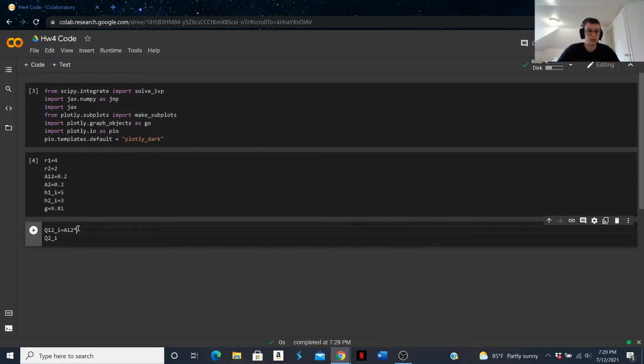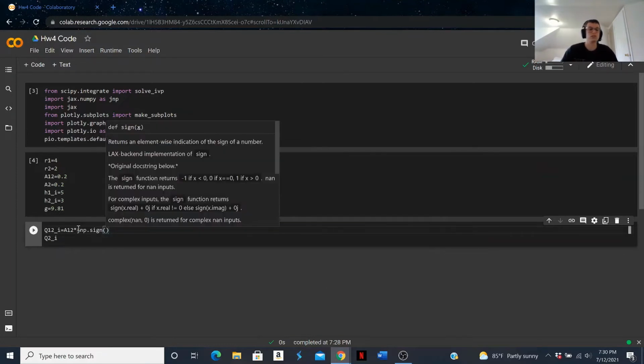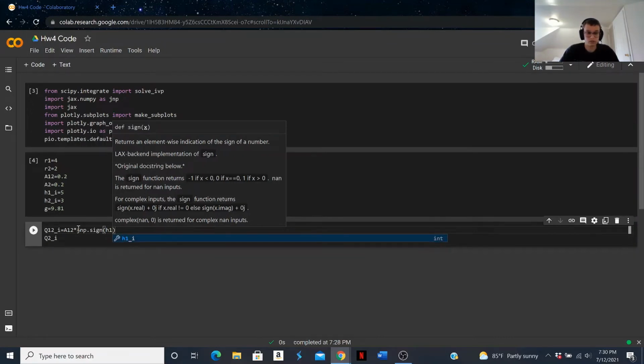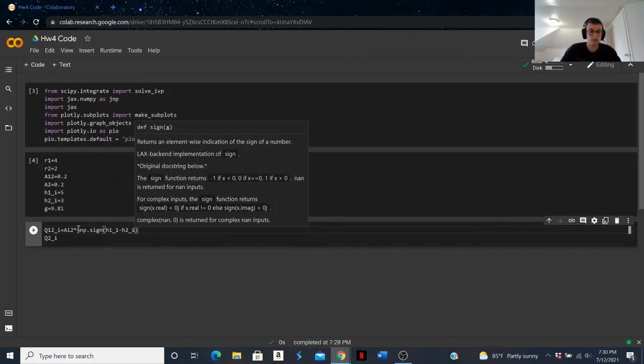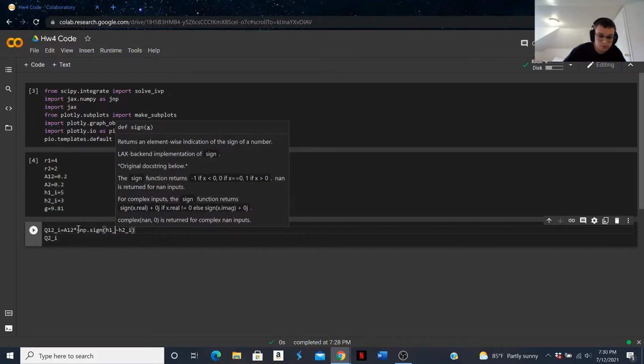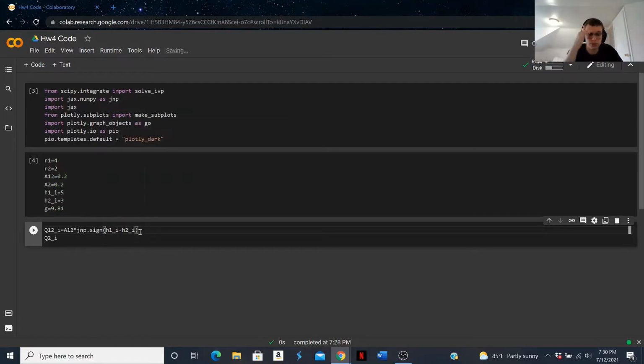So first one's going to be A12. Then we have the JNP sign function, which basically just takes the sign between H1I minus H2I. I messed that first one up too. And so this basically just gets assigned. Basically, if H2 at any point is higher than H1, it'll make sure to flip the sign and make it negative.